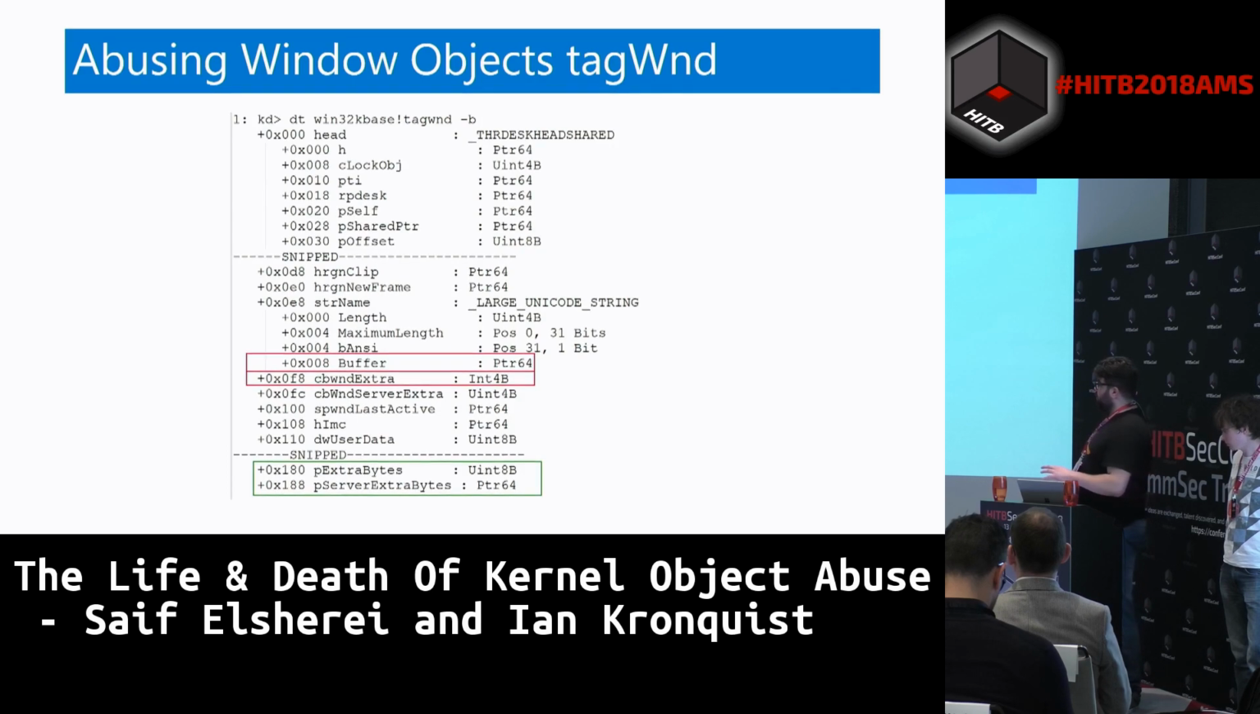So you can see I've highlighted some interesting members. You have the buffer and the cbWndExtra. The buffer is a pointer to the window name, and the cbWndExtra is the number of extra bytes that this window has in memory. The part highlighted in green is where this extra memory actually is. I think you can begin to see how this is going.